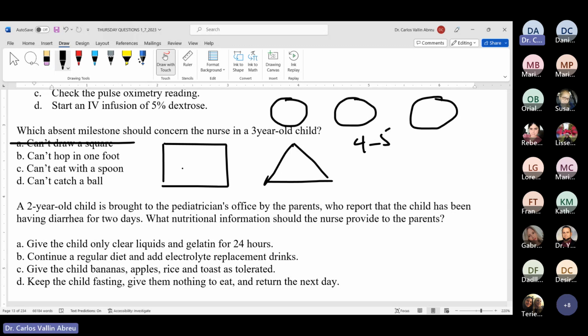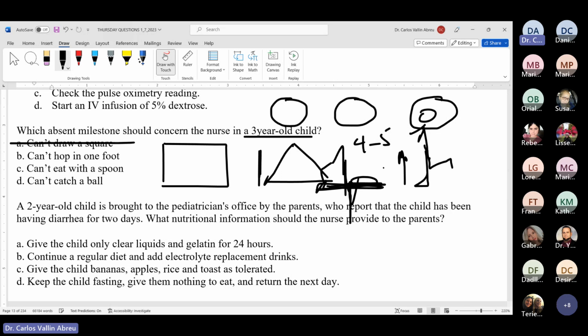Cannot hop. You know what is hop? Jumping, no? On one foot. It sounds a little demanding. Generally, they can start hopping later. At 3 years, they can stand, just stand on one foot. But hopping, jumping on one foot, like playing, I always forget how to call that in English. It is too much for 3 years. So I'm not concerned about that.